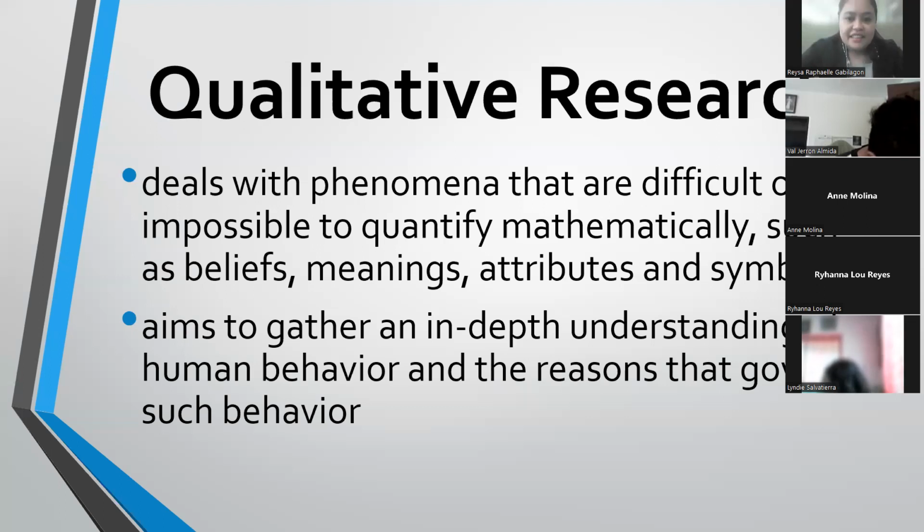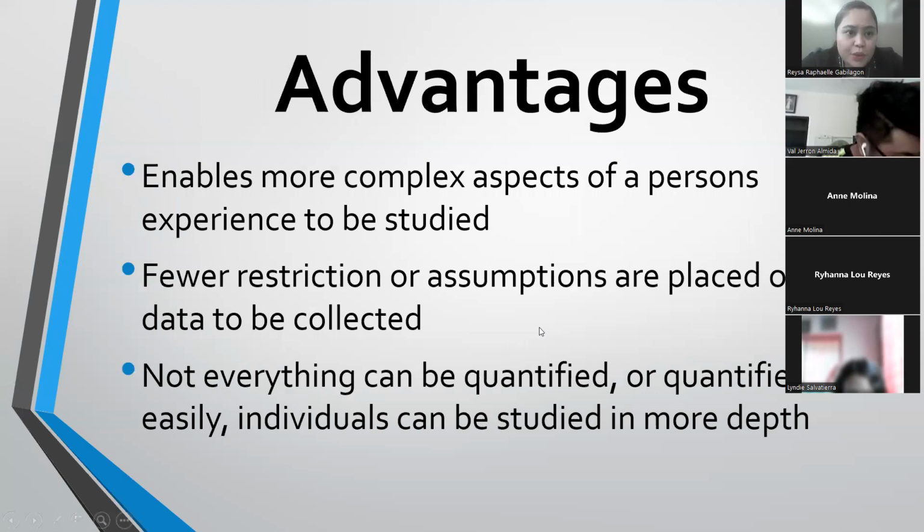Yan. And beliefs also of a person cannot be quantified. Meanings of something, attributes, and symbols. Those are examples of things that we cannot quantify. Therefore, if your study is about these things, then that will fall sa qualitative research. Okay? So our aim here is to gather understanding of human behavior and the reasons why they act like that. Okay, that's qualitative research.